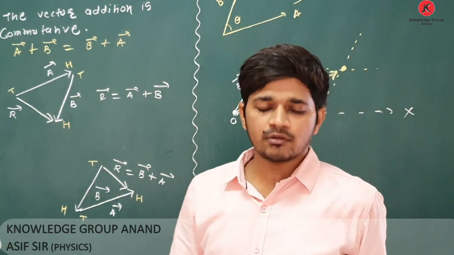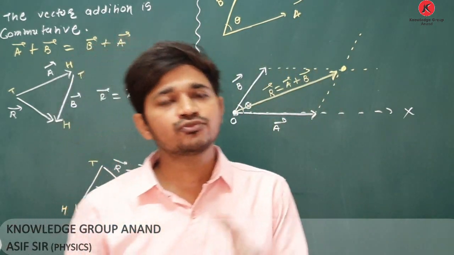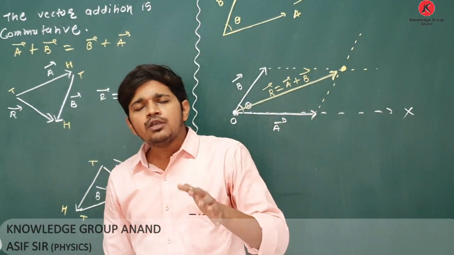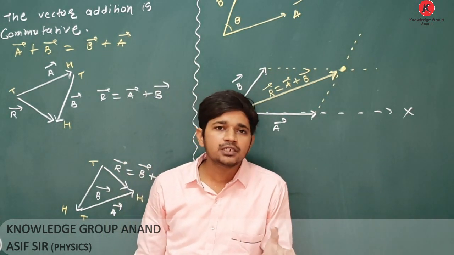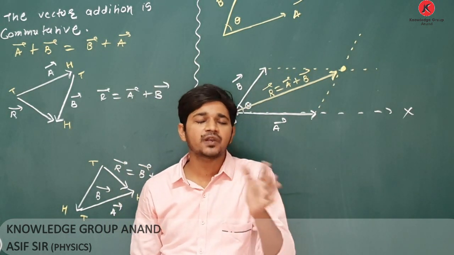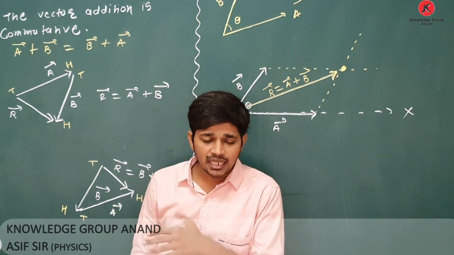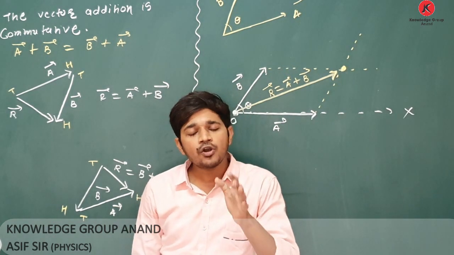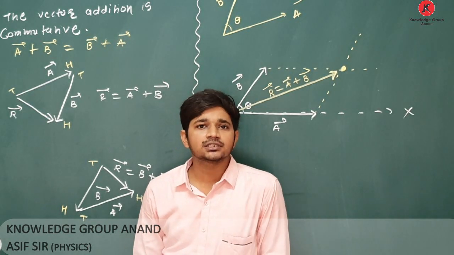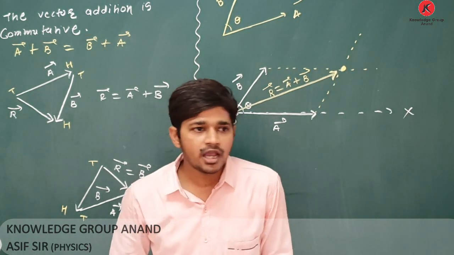Clear about this? So you have to understand which method to use when. The triangle method and the law of parallelogram are both used for vector addition. Now if you know how to add vectors, you can easily understand how to subtract them. In the next lecture, we will see what is subtraction of vectors. Clear? Pause your video and write down from the board.